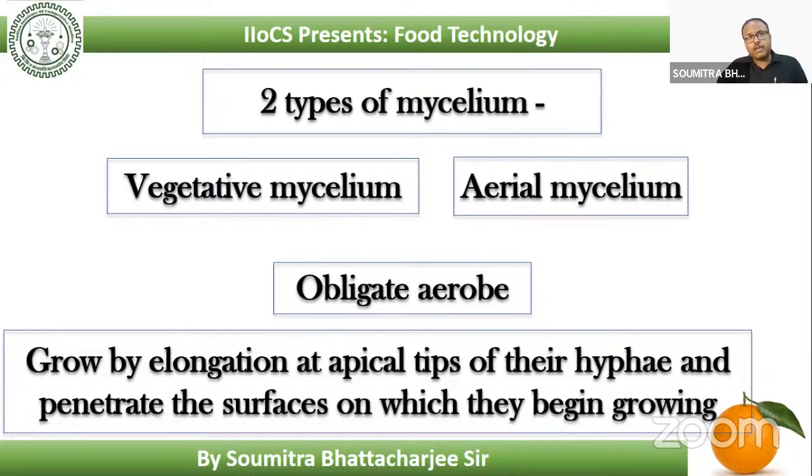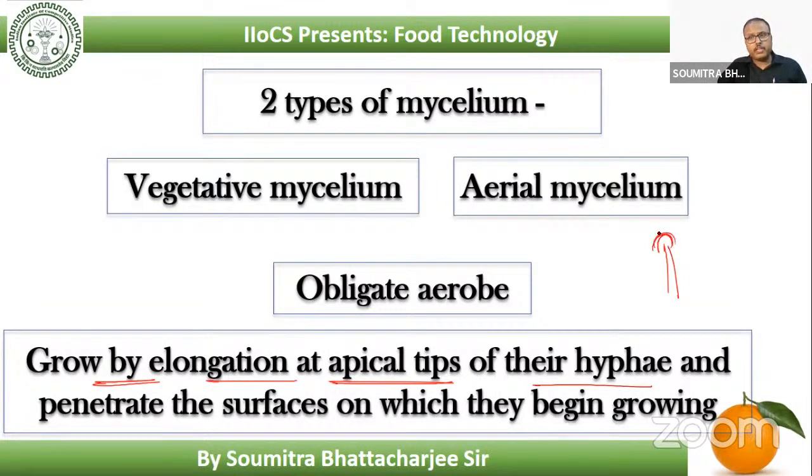If I'm talking about facultative anaerobes, these organisms are basically aerobes, but they can thrive within an anaerobic environment. Okay, so these molds are obligate aerobes, and they grow by elongation at the apical tips of their hyphae. That means the hyphae is there, and what is happening actually?